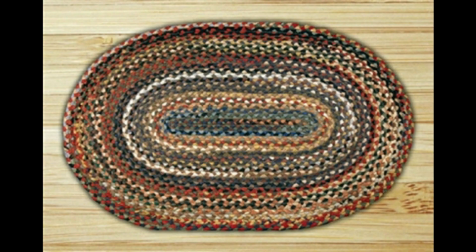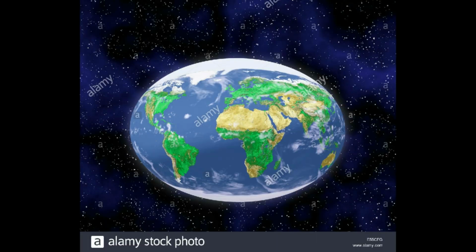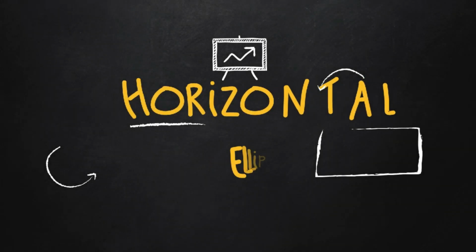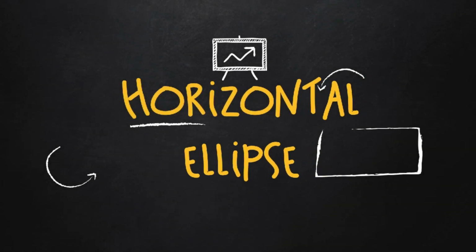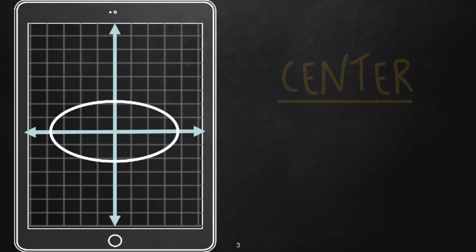What is an ellipse? An ellipse is a set of points whose sum of the distances from two fixed points is constant. Horizontal ellipse. So what are the components of a horizontal ellipse?